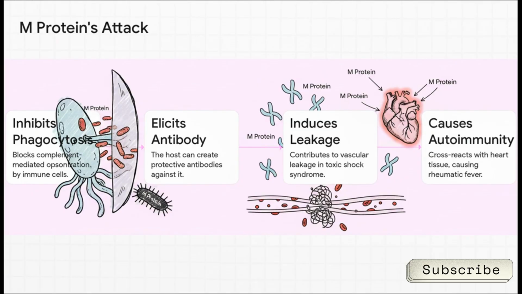So, what does this M protein actually do? Well, it launches this crazy four-pronged attack. First, and most importantly, it stops phagocytosis. It just blocks our immune cells from eating it. Second, while our body does make protective antibodies against it, some types of M protein have a darker side. Third, it can bind to fibrinogen, which causes vascular leakage, a key step in toxic shock syndrome. And fourth, and this is critical, it causes autoimmunity. It actually cross-reacts with our own heart tissue, and that's what leads to the devastating complication of rheumatic fever.